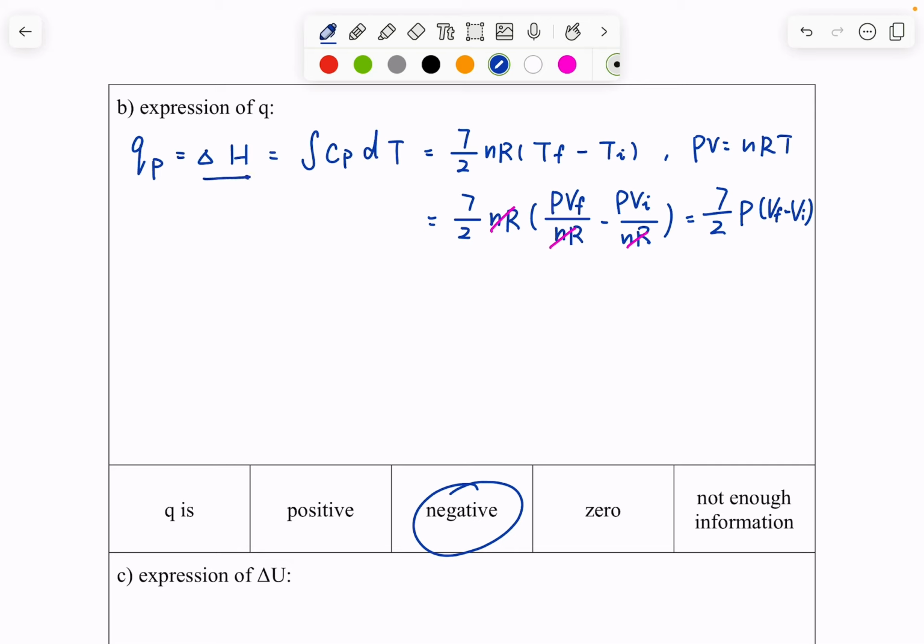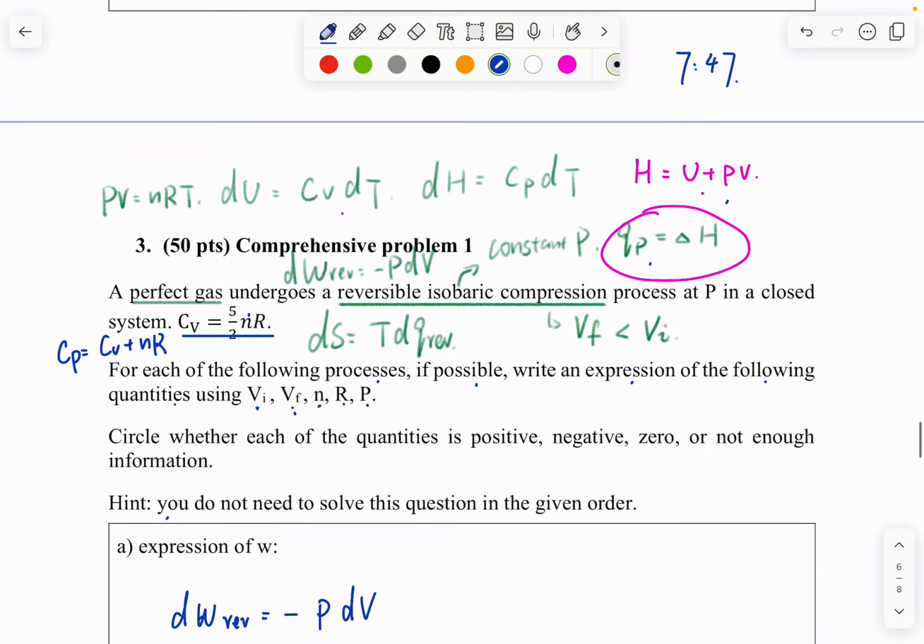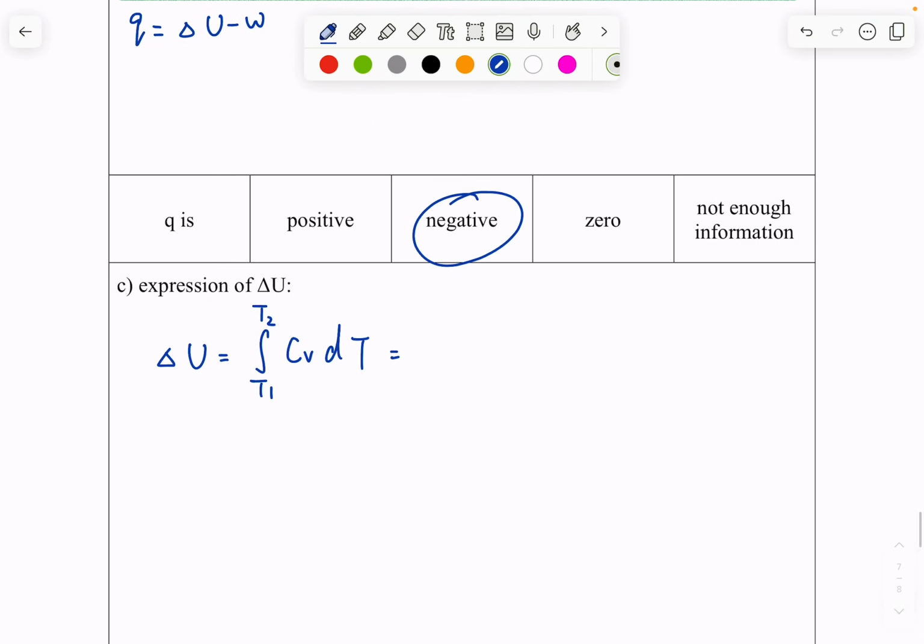And also in here, we have already solved my delta H. We can solve my Qp using a different way. We can solve it by using the first law of thermodynamics, which is Q equals delta U minus W. We know what W is. Let's just write out an expression for delta U. Now, similar to what we had before, my delta U equals the integral from T1 to T2 of Cv dT. Right, we know what Cv is. That's 5 over 2 nR times T2 minus T1.